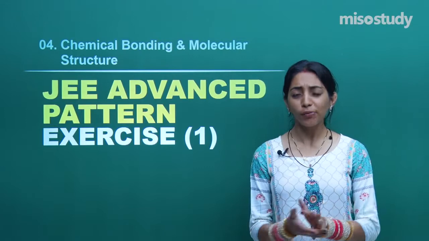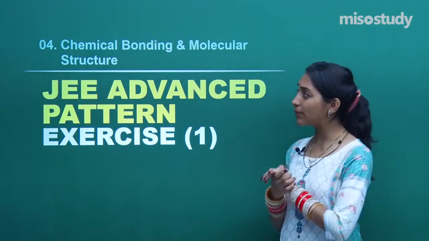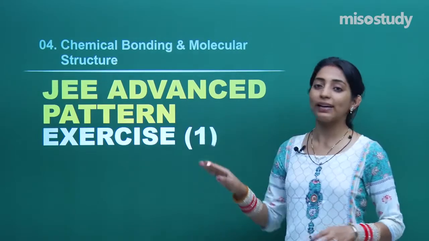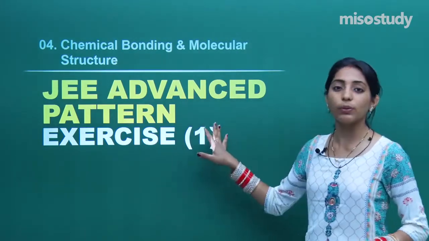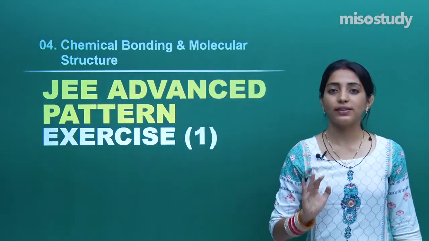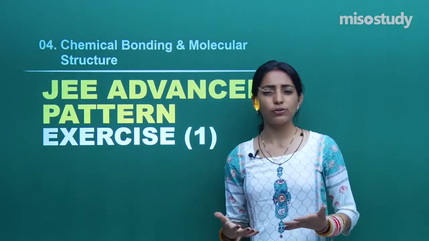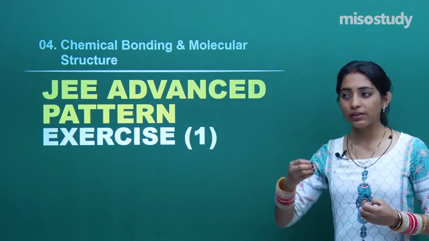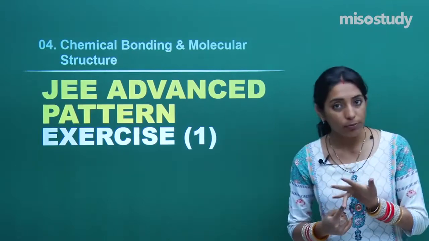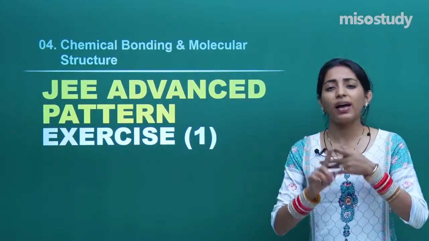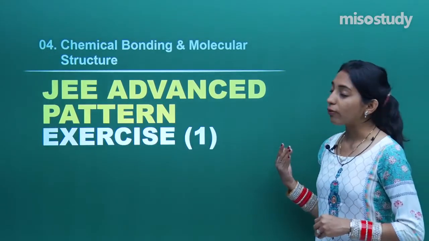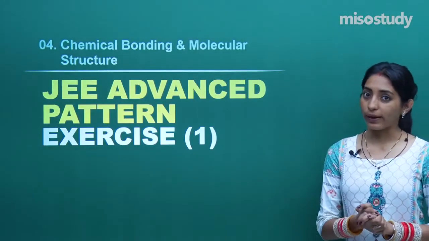So once again I am here with you people and today I will be discussing some very important 10 questions from JEE Advanced Pattern paper, but they will be corresponding to the particular topic chemical bonding and molecular structure. So I would like to cover all the possible subtopics of the chapter, may it be molecular orbital theory, may it be VSEPR, may it be bond angle, hybridization and all the subtopics that we have done. So I would like to discuss all of them one by one.